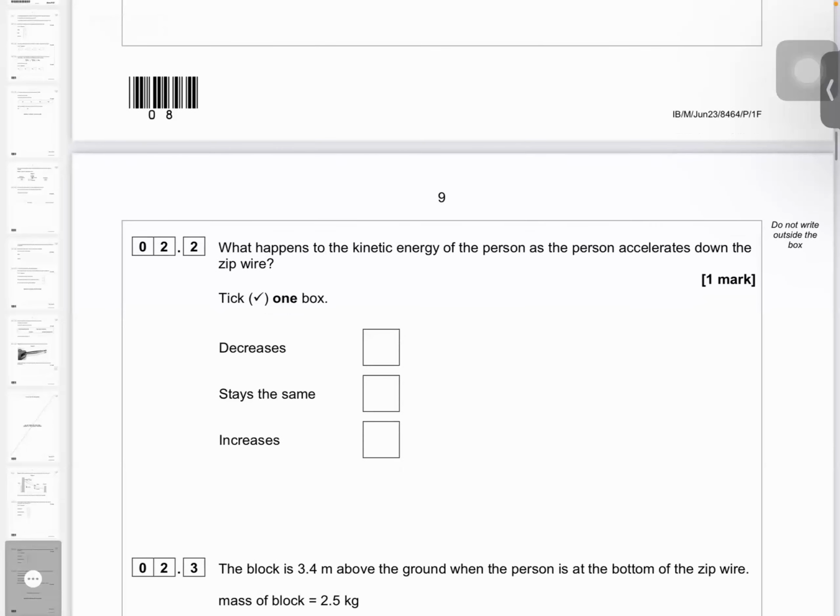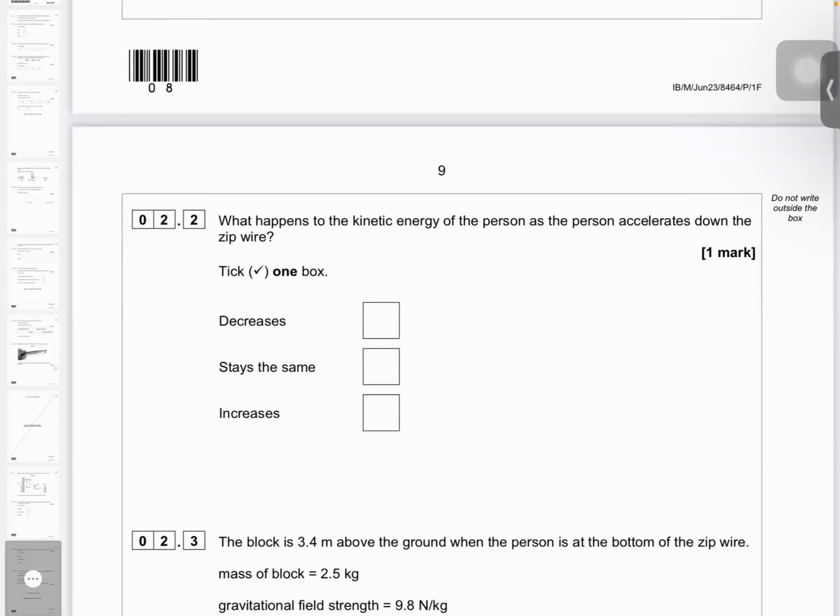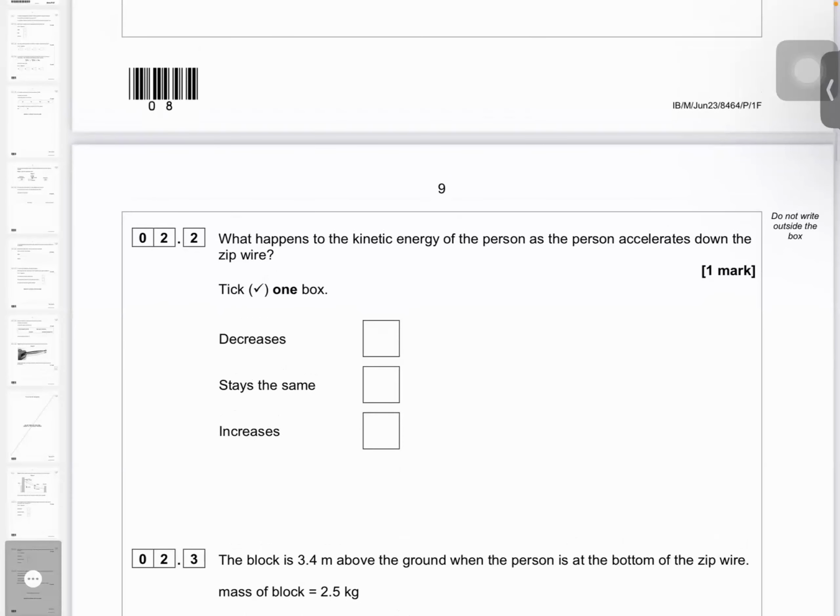Okay. It now says what happens to the kinetic energy of the person as the person accelerates down. Okay. So this is the exciting part. Energy can never be... what's that law? Law of conservation of energy. Energy can neither be created nor destroyed. So what that means is that as potential energy is decreasing, kinetic energy is increasing.